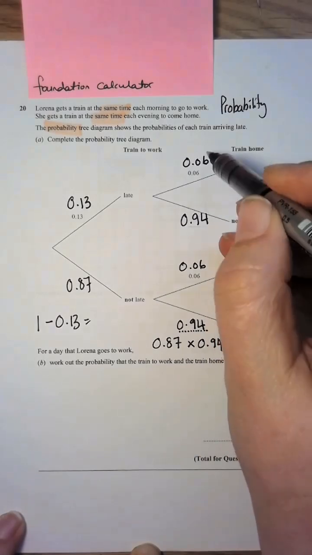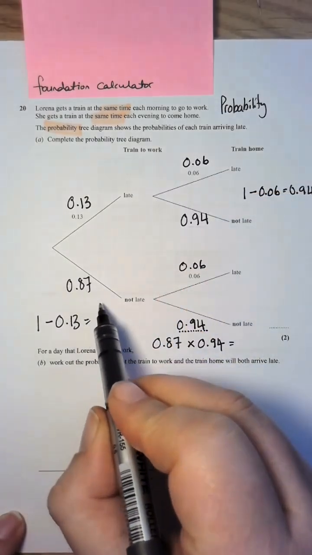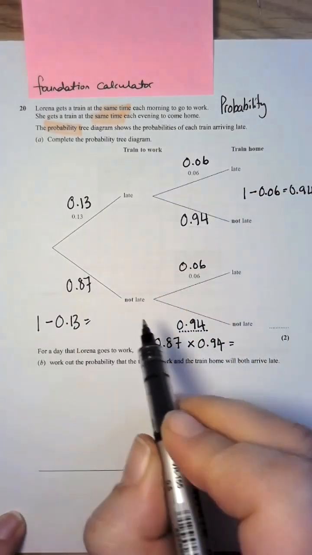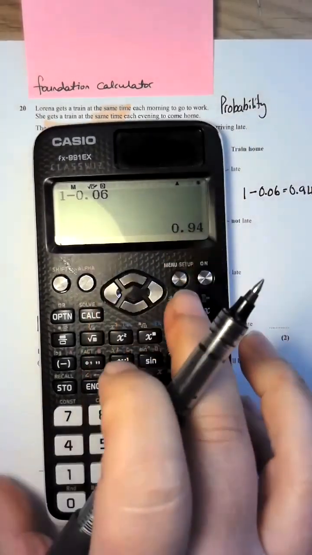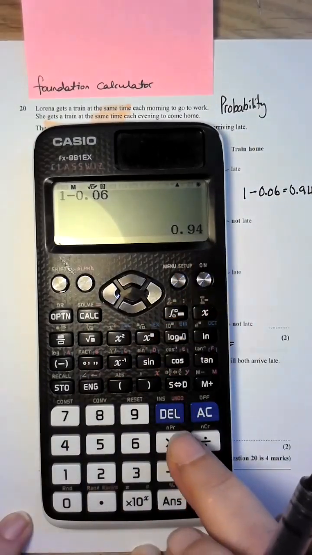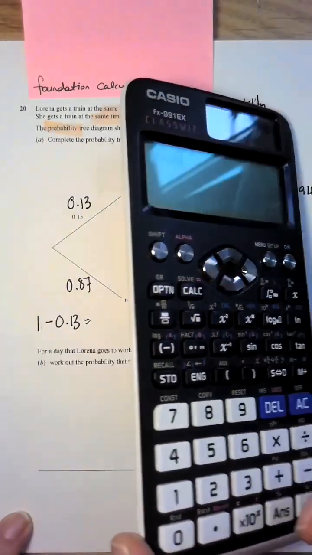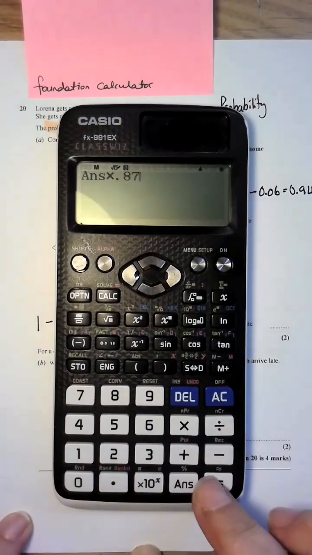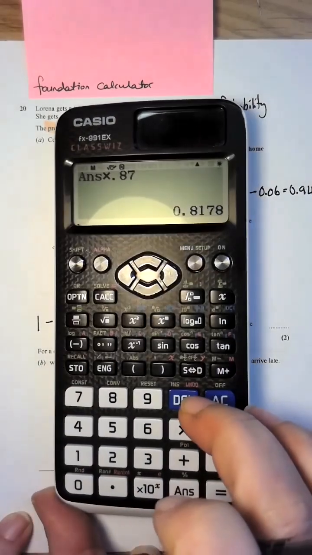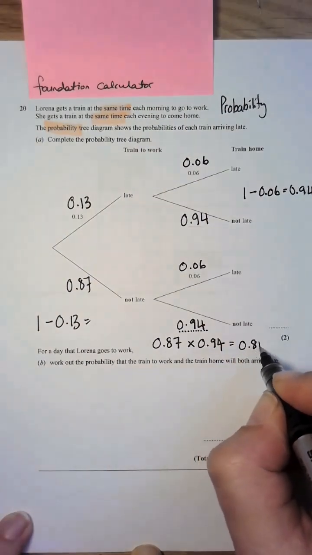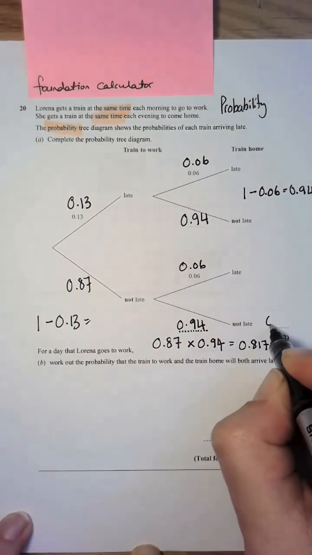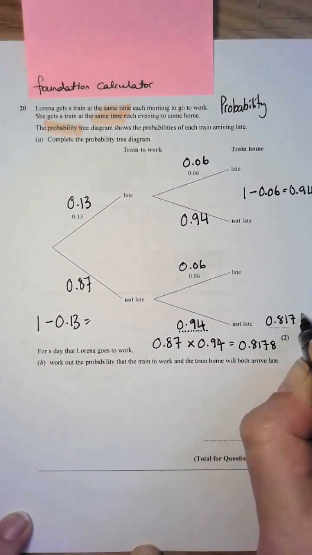When you're looking here, you have to add them together to get here. But when you're looking at the probability of 2 events, we multiply them. 0.94, which is this answer here, and then we're going to multiply it by 0.87, which gives me 0.8178. I'm just going to write the whole number there. There's no need to round it.